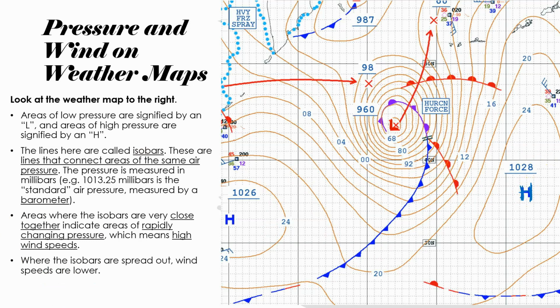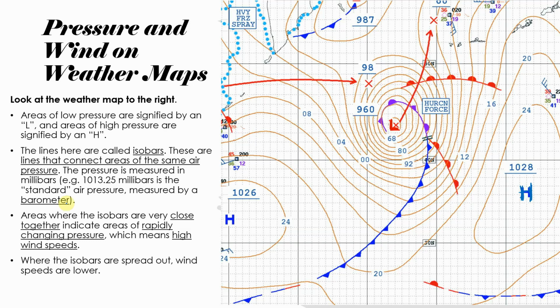So the isobars are lines that connect areas that have the same air pressure. Anywhere along this line, the air pressure is 1,020. Anywhere along this line would be 1,024 millibars. Anywhere along this line would be 968. Sometimes they'll just show the last 2 digits. So the lowest here is 960, but this particular line here is 968. The highest here is 1,026, but this particular line shows 1,024.